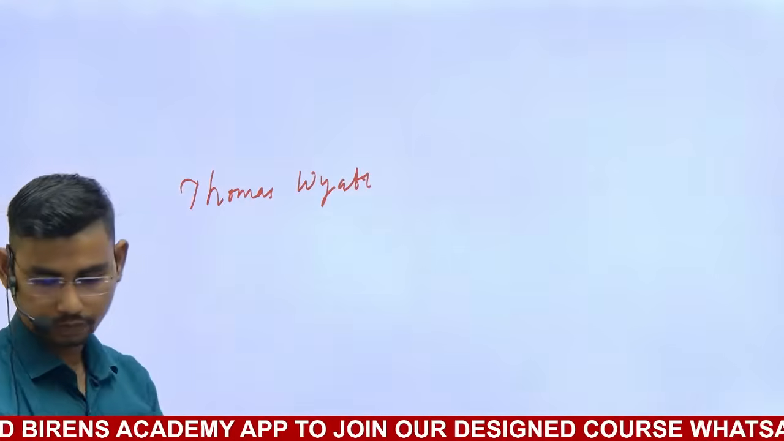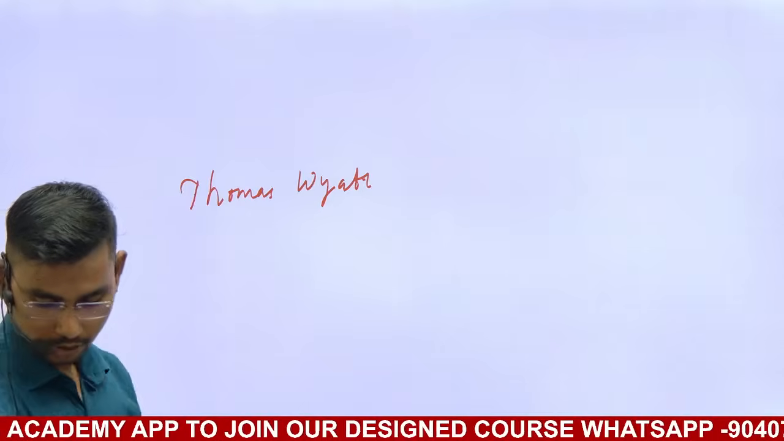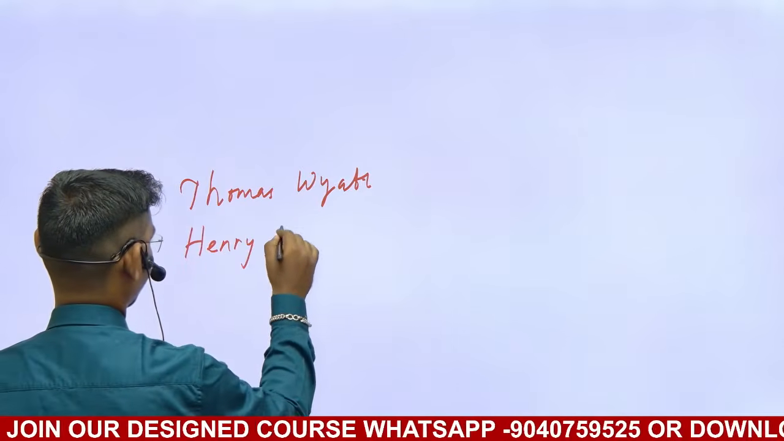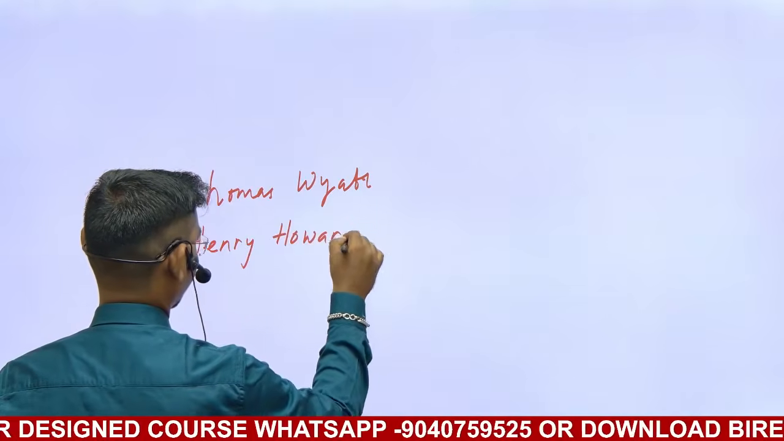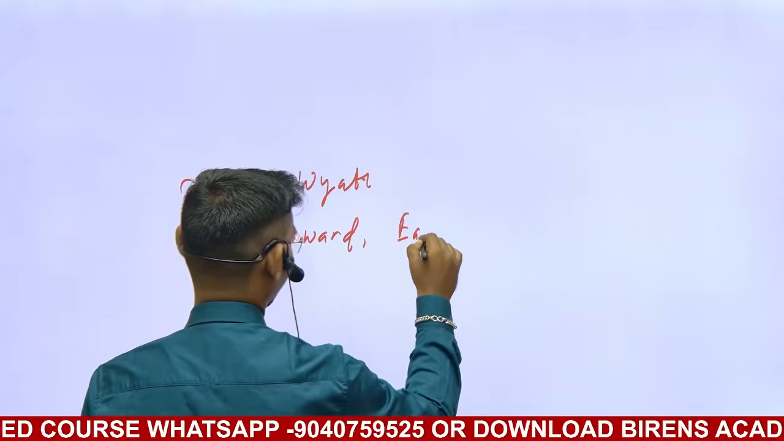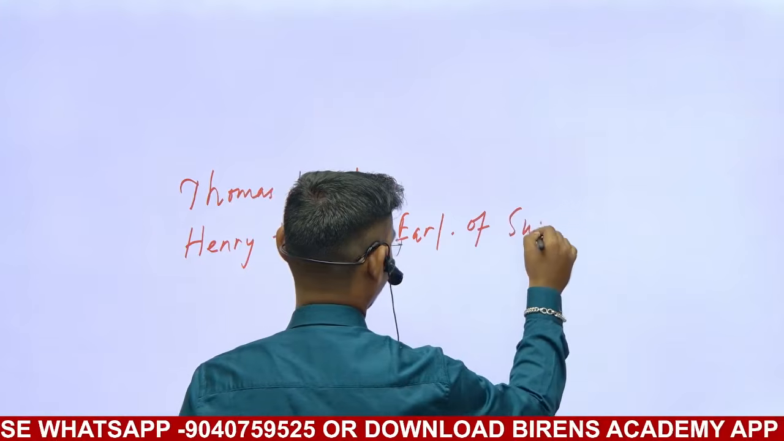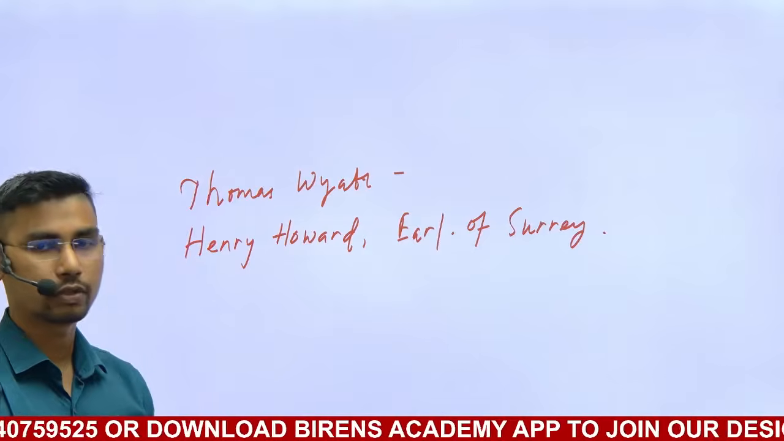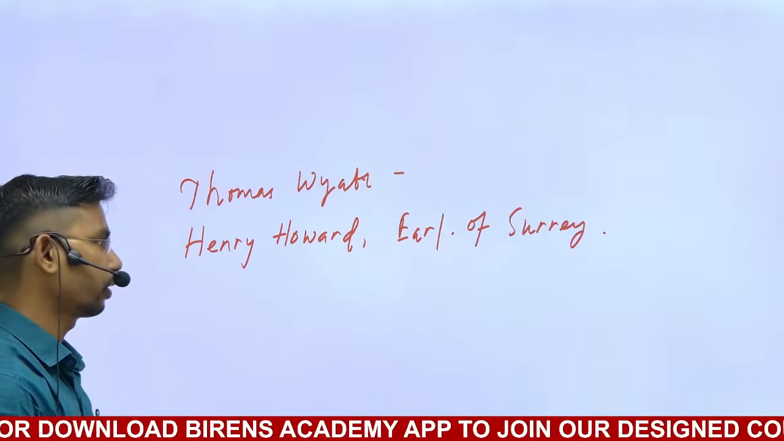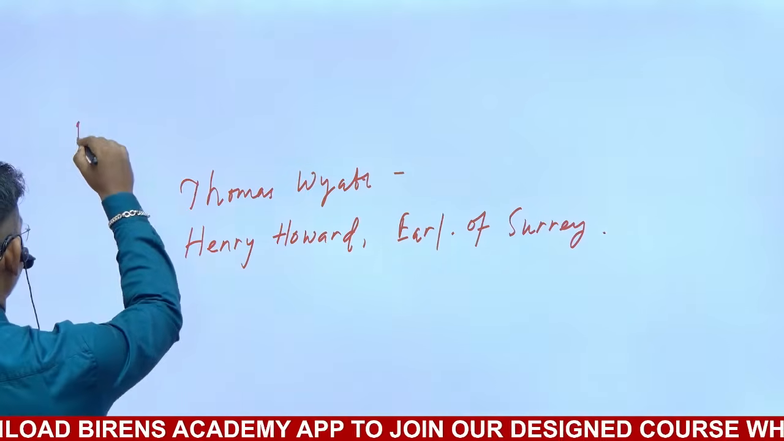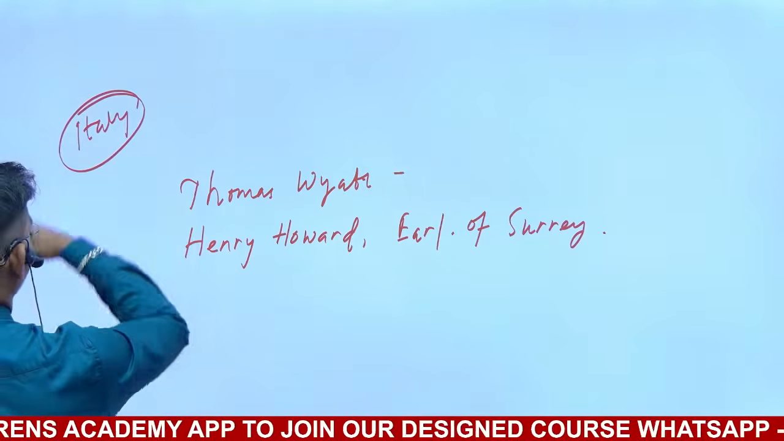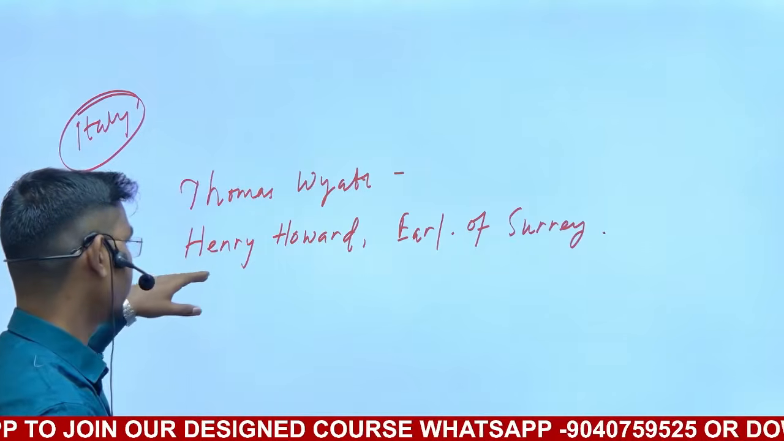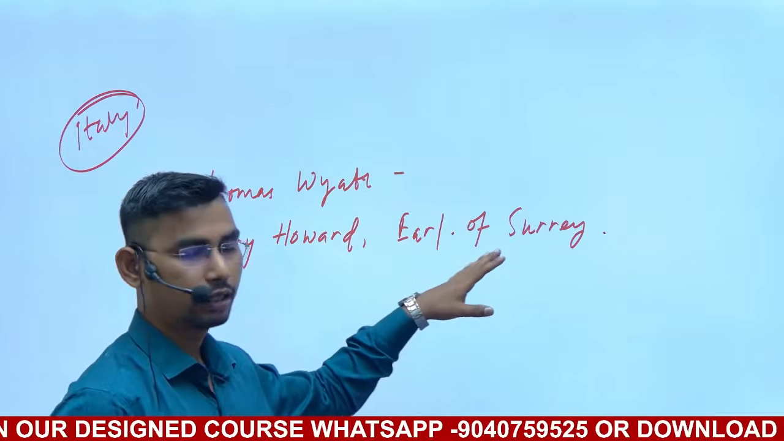Thomas Yacht, okay, and Henry Hard. Who is the Earl of Surrey? The Renaissance period in English literature, which began in Italy. Renaissance actually began in Italy, and Sir Thomas Yacht and Henry Hard, who is the Earl of Surrey.